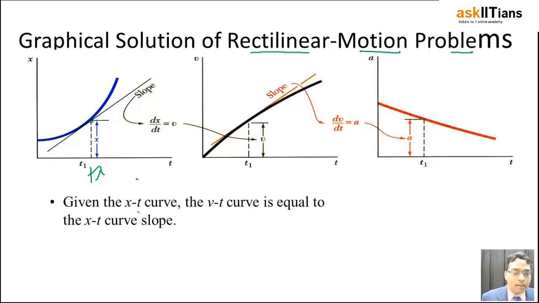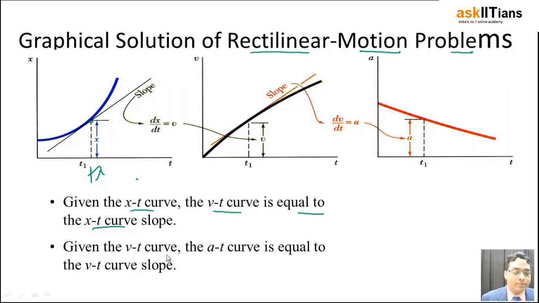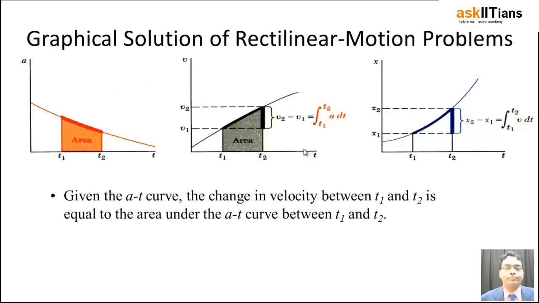In this case, the v-t curve is equal to the x-t curve slope, right? Then, given the v-t curve, the a-t curve is equal to the slope of the v-t curve. That is very much obvious. First, if you are given any particular x-t curve, you find out the slope. The slope of this is equal to this particular slope. Similarly, the acceleration a-t curve like this is equal to the slope. Basically, you are plotting the slopes, right? So these are the cases of uniformly accelerated rectilinear motions.